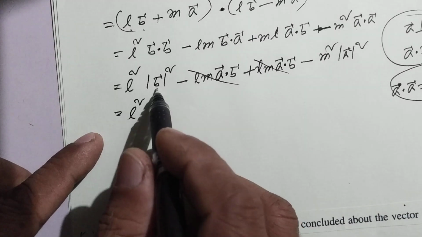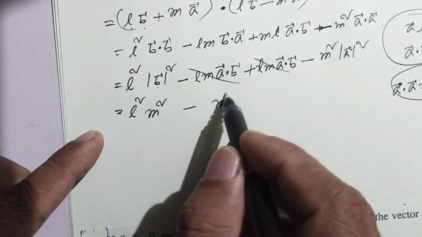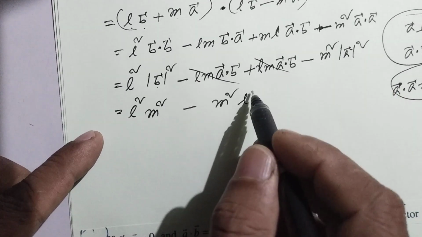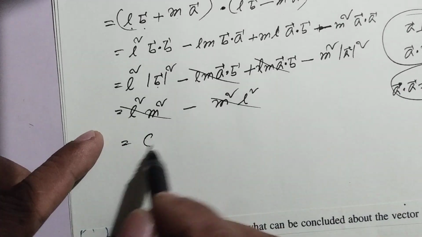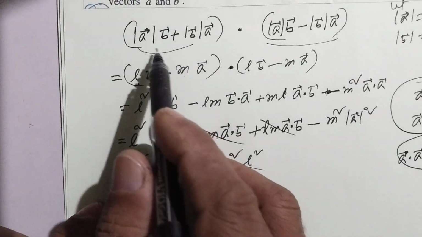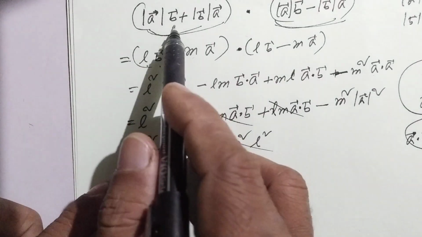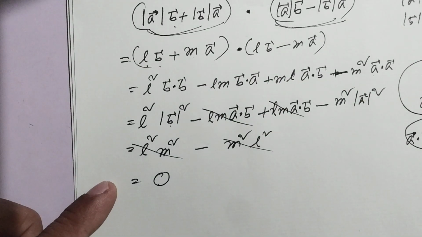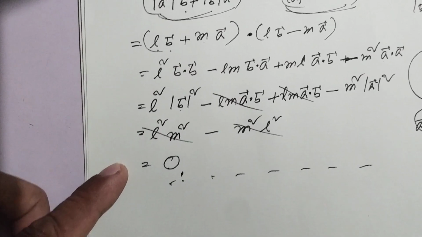Now it is L square, magnitude B is M square, minus the last term, M square into magnitude A is L square. Now you see exactly the same minus the same term, which is equal to 0. Since we are finding the dot product of these two vectors, and finally we are getting 0, hence the two vectors are perpendicular to each other. We can write therefore the given vectors are perpendicular to each other.